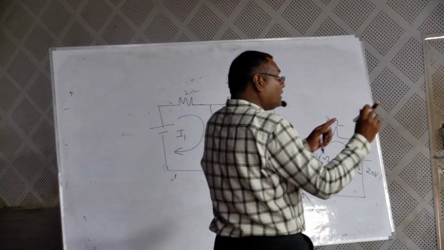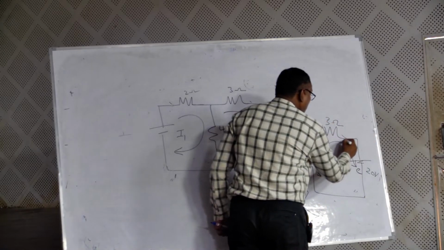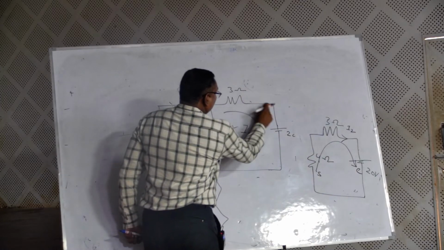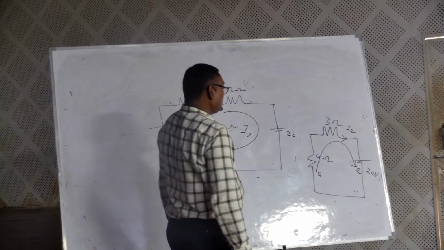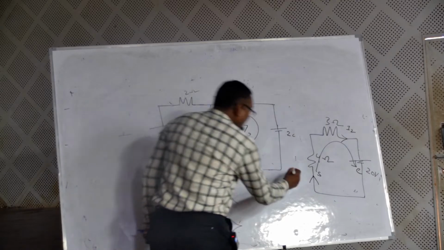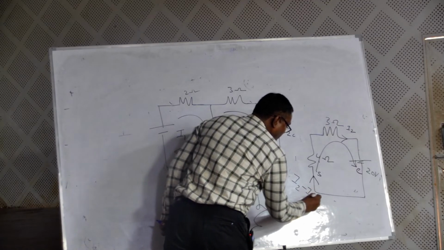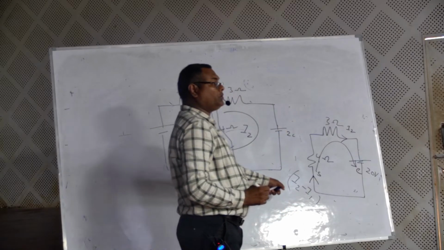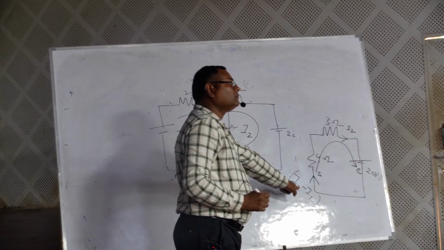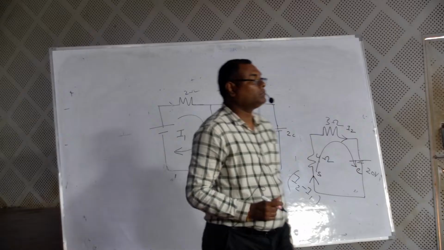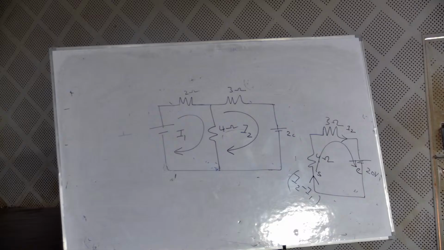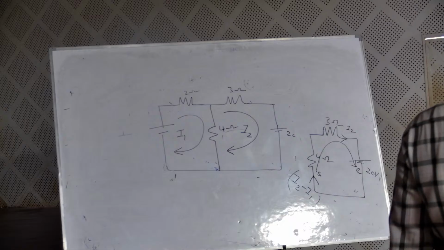Next information, the current through the 3 ohms. What is the current through 3 ohms? I2, it's only this one. Next, the current through 4 ohms lies between mesh 1 and mesh 2. So I2 minus I1. Why I2 minus I1? I2 is in charge now because I'm talking about mesh 2. Why minus? Both are clockwise.